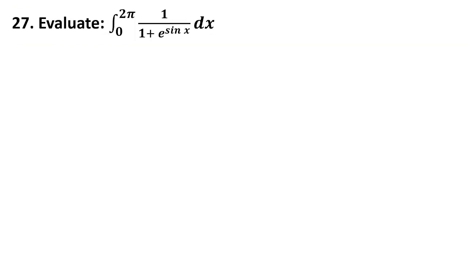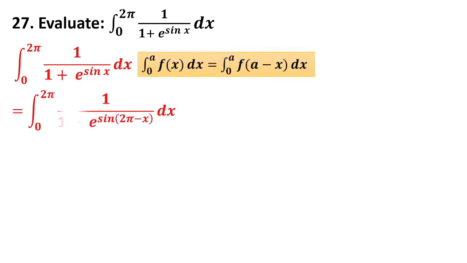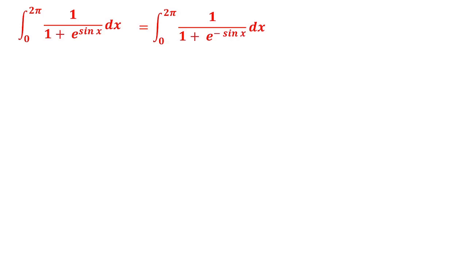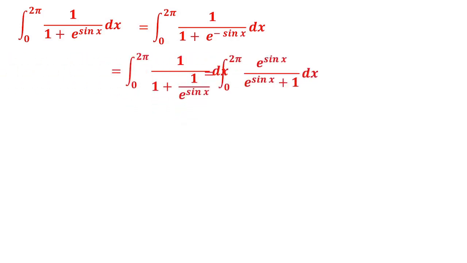Question number 27. Evaluate integral 0 to 2 pi 1 upon 1 plus e power sin x. This problem cannot be done directly. Therefore, let us use the property of definite integral. Replace x by 2 pi minus x. Sin of 2 pi minus x is in the fourth quadrant where sin is negative. Therefore, it is minus sin x. Therefore, you are getting 1 upon 1 plus e power minus sin x. I started with 1 upon 1 plus e power sin x, and ended up with 1 upon 1 plus e power minus sin x. Now it is nothing but e power sin x upon e power sin x plus 1.